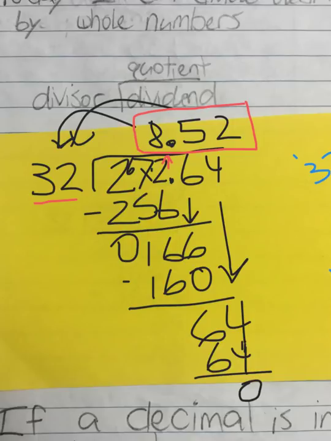Okay, and then this is our only example of this one that we're going to do, but we need to write the rule at the bottom. What was it that we had to do with that decimal? Did we have to move it anywhere? What did we do?